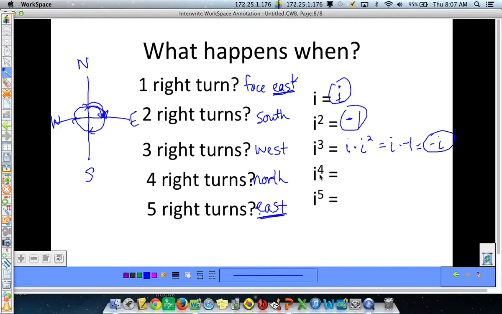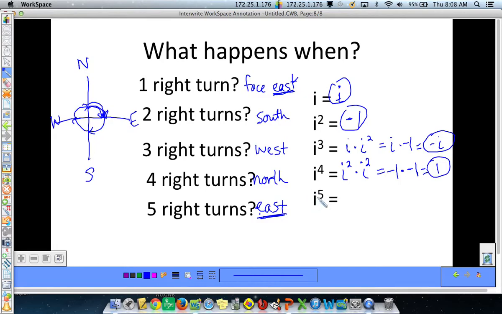i to the 4th power. Another way to write that is i squared times i squared, which is the same as saying -1 times -1. And -1 times -1 actually equals +1. So it simplifies to +1.